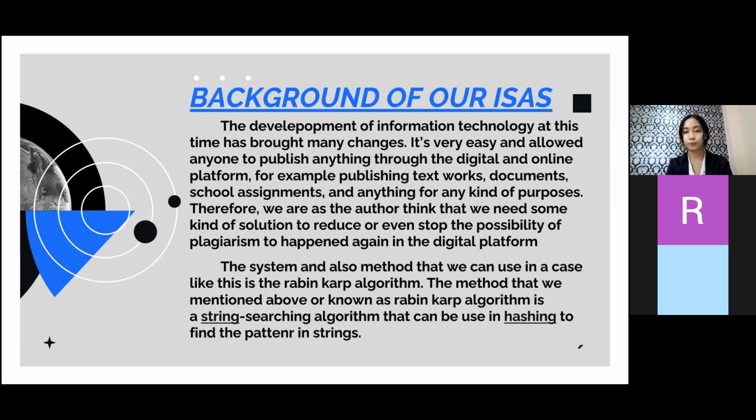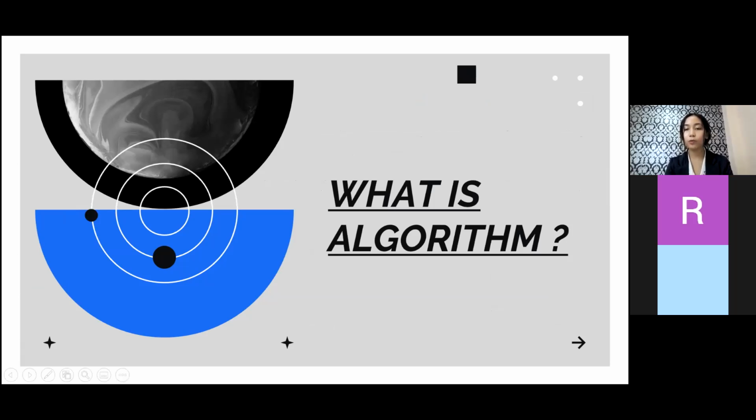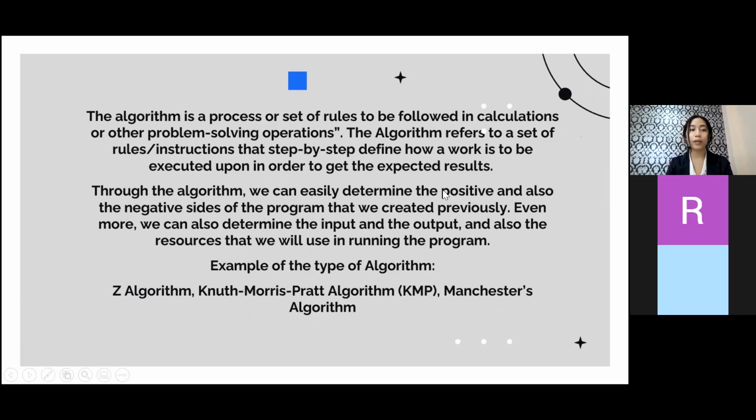And more explanation about the Rabin-Karp algorithm and what is string, what is hashing, we are going to explain it in the next part. Okay, so now we are going to give you all the definition of what the algorithm is exactly. Okay, so the algorithm is a process or a set of rules to be followed in calculation or other problem-solving operations. The algorithm refers to a set of rules or instructions that step by step define how a work is to be executed in order to get the expected results.